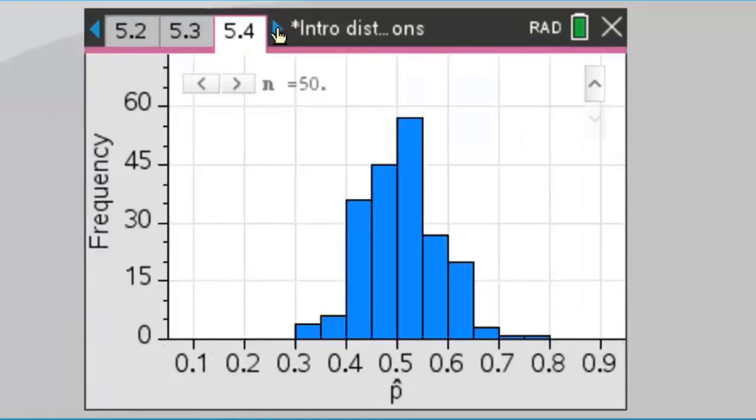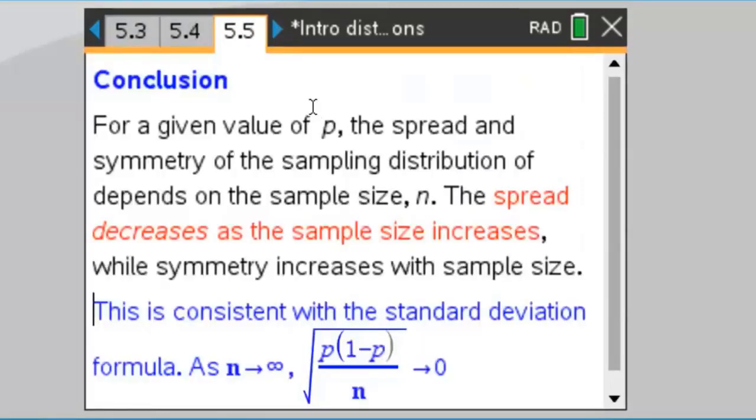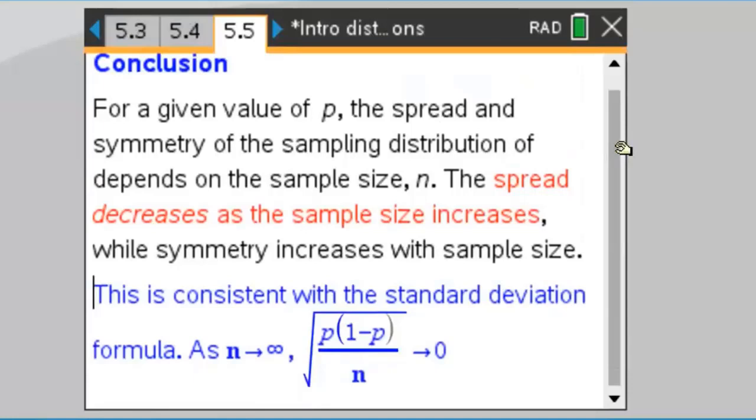All right? So from the simulation, students will hopefully see that for a given value of p, the spread and symmetry of the sampling distribution depends on the sample size n. So the spread decreases as the sample size increases, and the symmetry also increases with sample size. And the change in spread shouldn't be surprising because for the standard deviation, the value of n is in the denominator. As n approaches infinity, the standard deviation approaches 0.